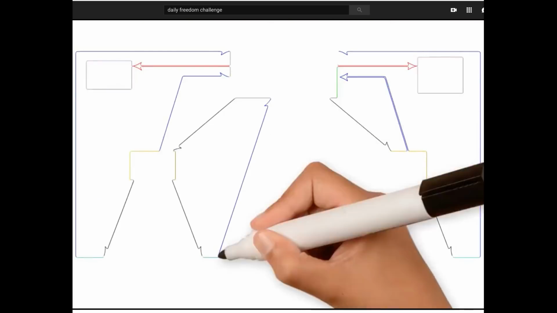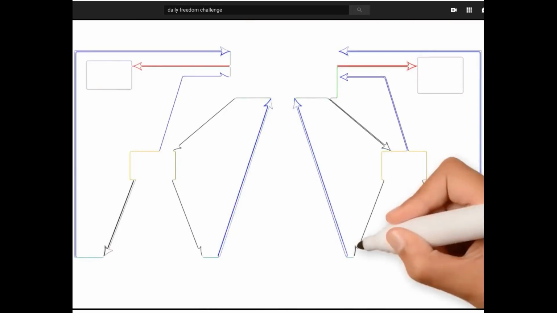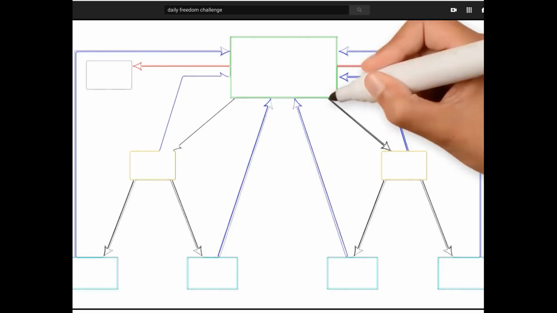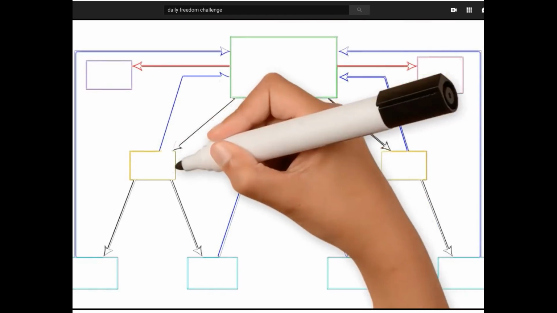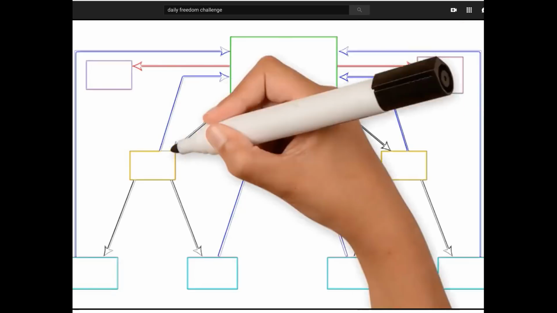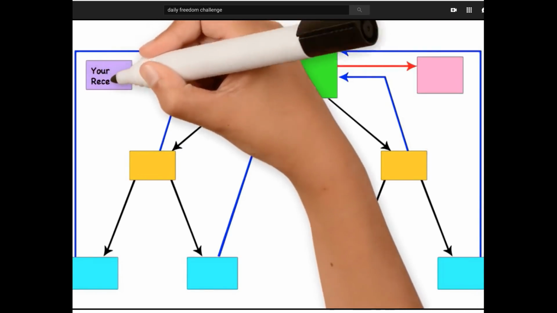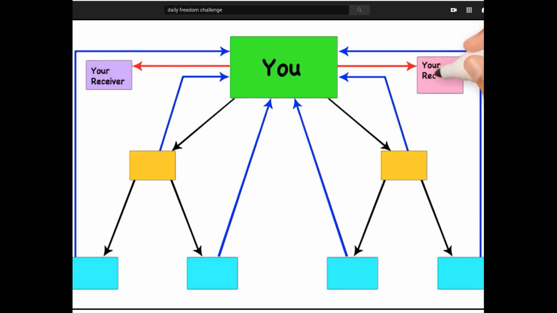You will find a chart below that explains how the Daily Freedom Challenge system works. This system is based on a 2x2 Follow Me matrix. You will receive 6 donations from your invitees, blue arrows, and send 2 donations, red arrows, 1 to your receiver, and 1 to your receiver's sponsor.